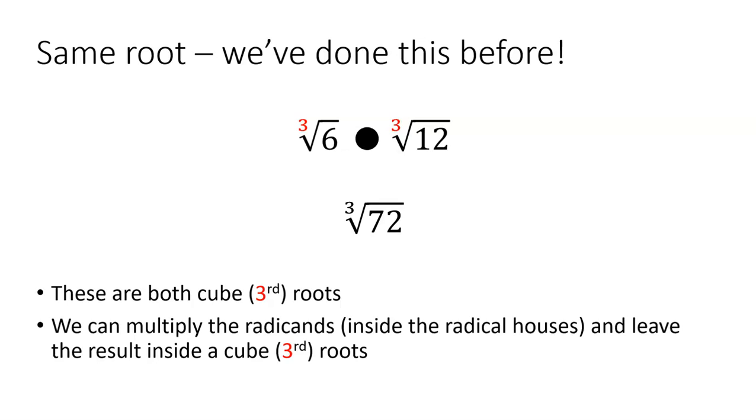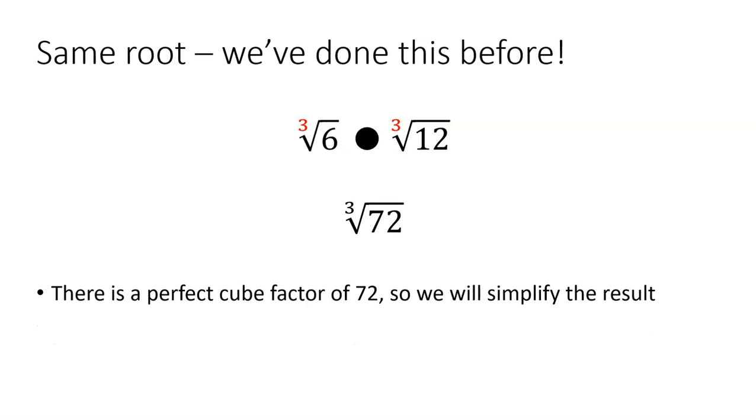So 6 times 12 is 72. We've got the cube root of 72. Now this problem is not done because we can simplify it. There is a perfect cube factor of 72. It's 8. 8 is a perfect cube. It's 2 cubed. And 8 is a factor of 72. So we have to keep going.